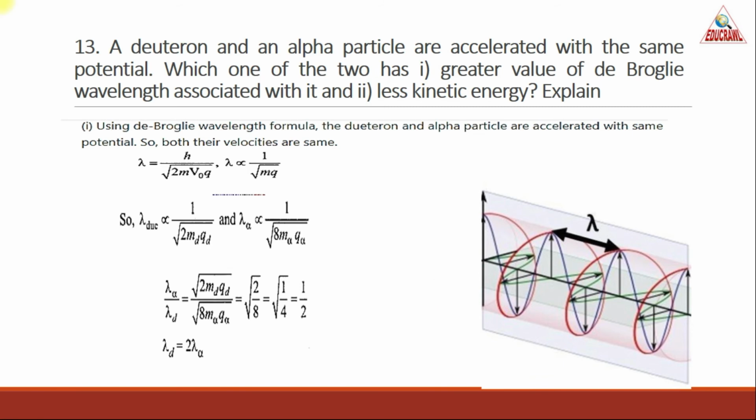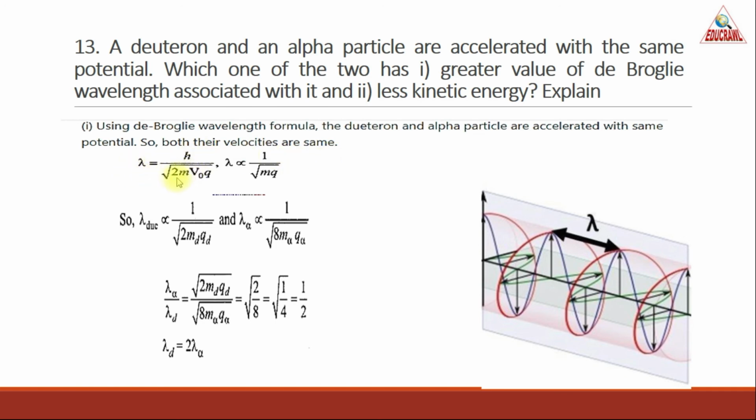Now the 13th problem. A deuteron and an alpha particle are accelerated with the same potential. Which one of the two has greater value of de Broglie wavelength associated and less kinetic energy? So, using the de Broglie wavelength formula, the deuteron and alpha particle are accelerated with the same potential. Hence, their velocities will be the same.